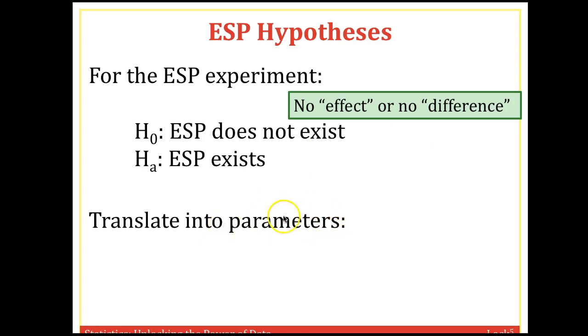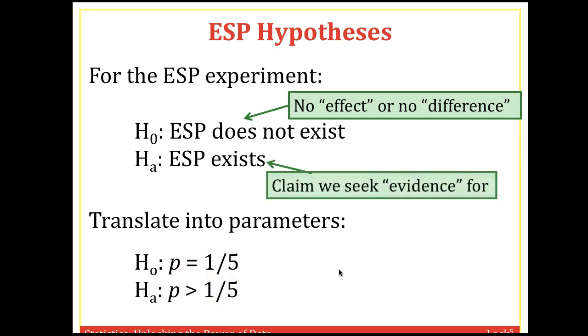To translate this into parameters, we're looking at p. So the null hypothesis is that p is 1/5, so people are just guessing completely at random if they don't have ESP. And the alternative is that p is greater than 1/5. If someone has ESP, then they should be getting more than 20% of the cards guessed correctly. So again, the null hypothesis is the statement that there's no effect or no difference. The alternative is the claim we seek evidence for, and that evidence comes from sample data.